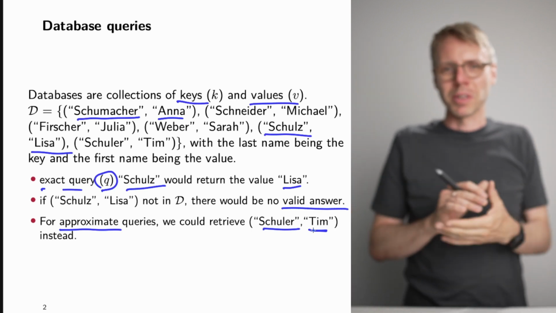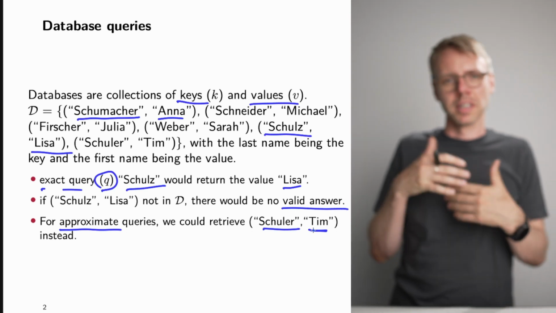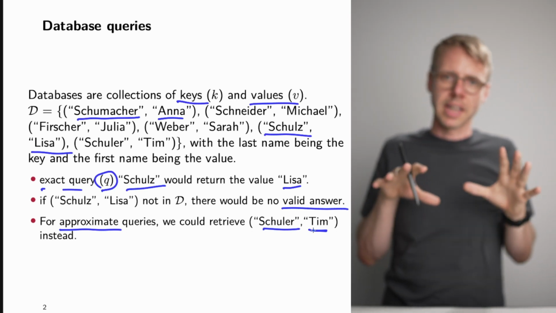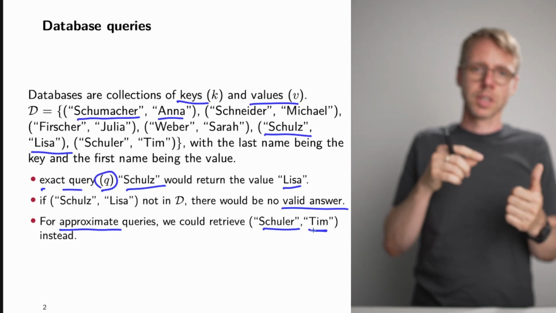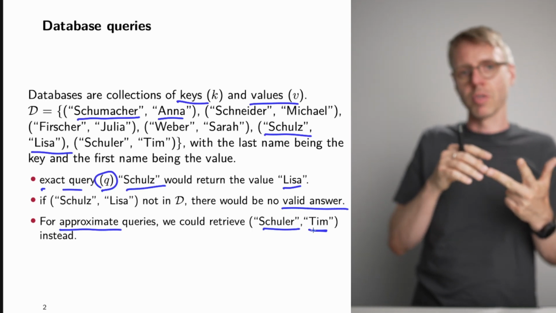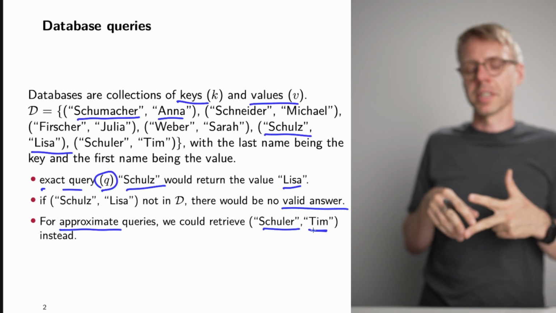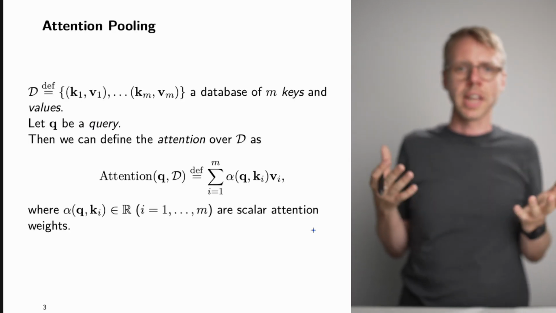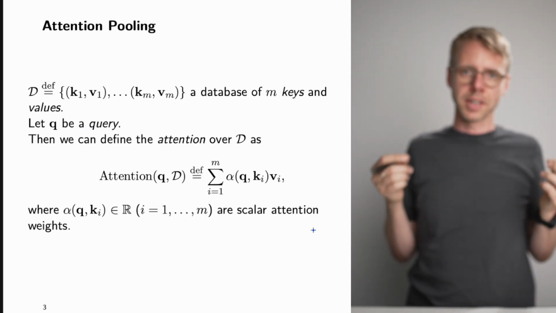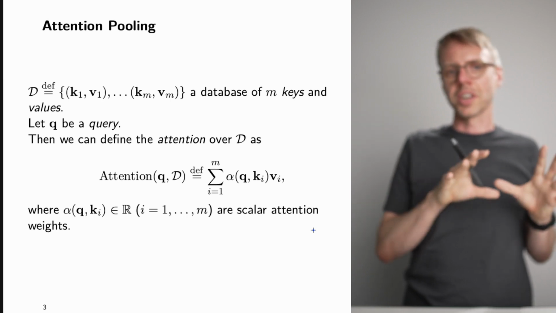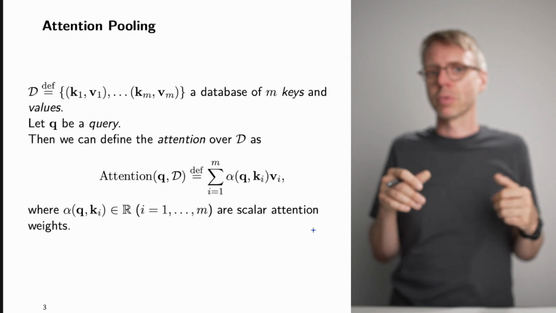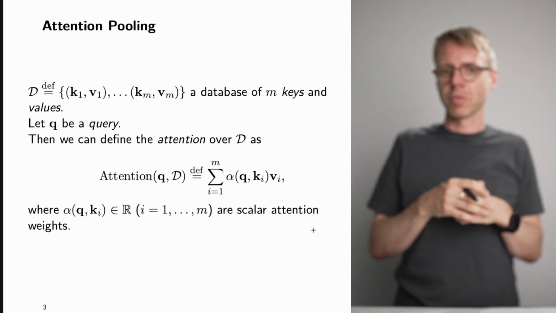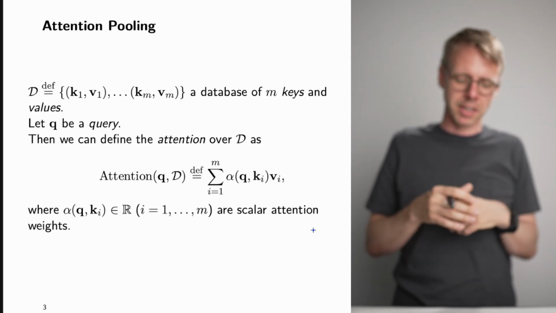So why do we talk about database samples and queries here? Well, the attention mechanism translates this concept of having key value pairs and performing queries on these key value pairs to deep learning. So the central operation in attention is called attention pooling. So it's a pooling operation, similar to average pooling or max pooling before. So how does this apply here?